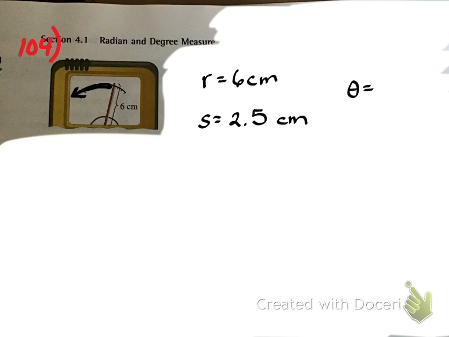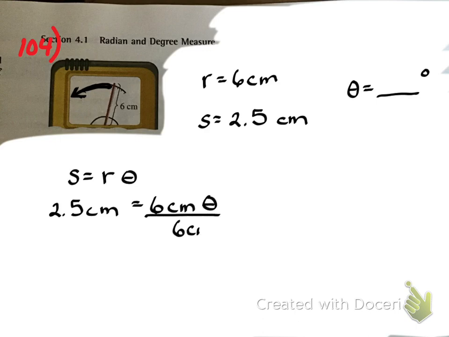And they said to find the angle in degrees. So as we go through this, we are going to have to use that S equals R theta formula again. We know the arc. We know the radius. We do not know theta. So to get theta by itself, we'll divide both sides by 6 centimeters. The centimeters cancel, and we have 2.5 divided by 6, which is 0.416 repeat. So I'm going to say 0.417. That's approximately theta. Now that's a radian measurement, but they specifically asked for it in degrees.